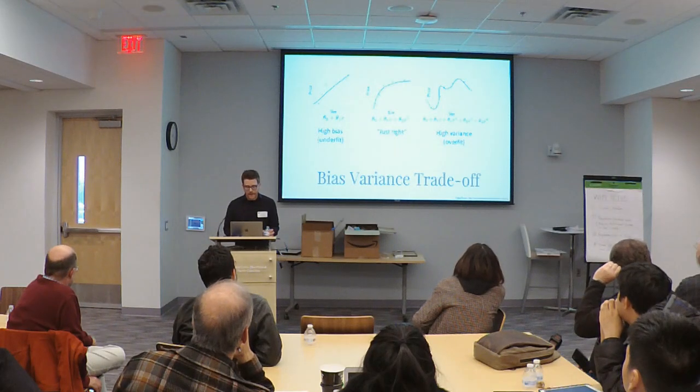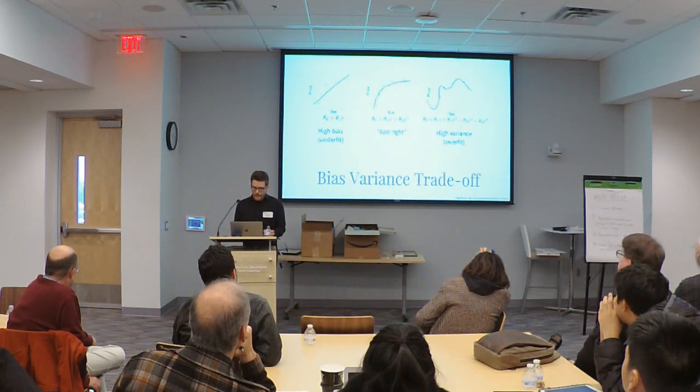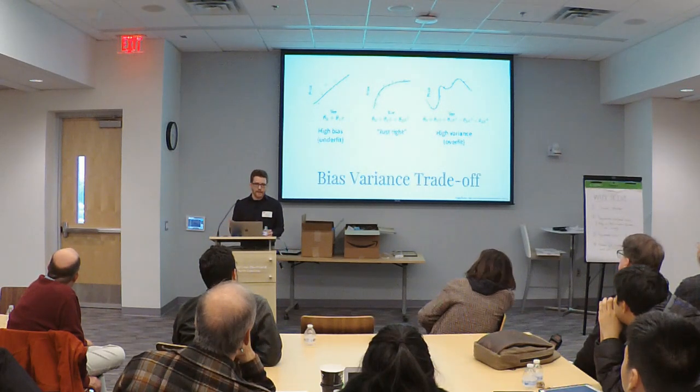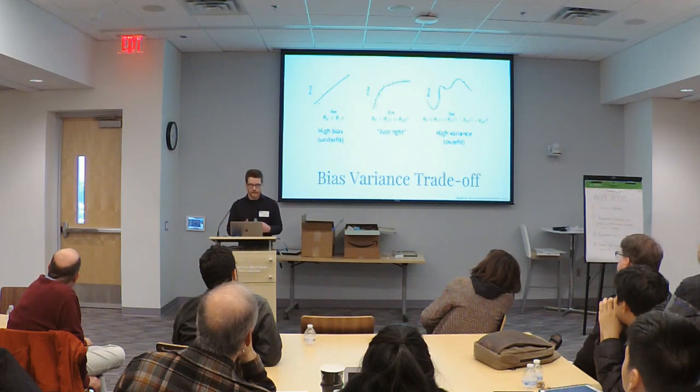So one of the key tasks when you're trying to fit a predictive model is finding the right balance between bias and variance. So what I like to do is push a little bit in each direction with two separate models and then combine them.